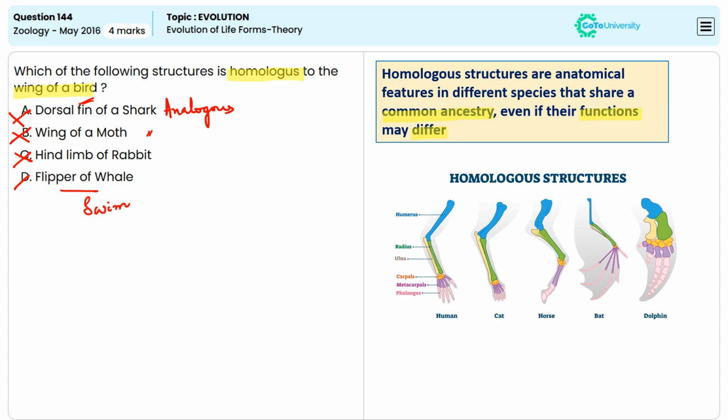So both structures share a similar underlying skeletal structure with modifications in shape and function. So the answer is option D.